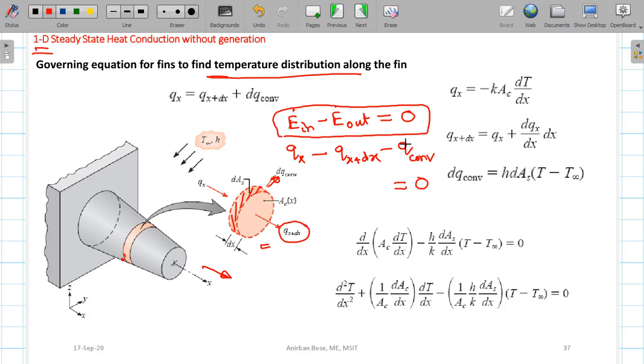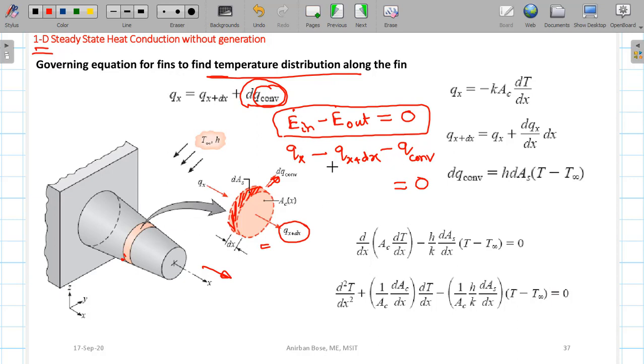The only thing is that this dQ convection is written here, as you can see. Why is dQ convection written? The reason is that this convection heat transfer is taking place over a very small area. It is not the total convection taking place over the whole surface area. That is why it is written as dQ convection, as if it is the small amount of convection taking place from that small surface area.